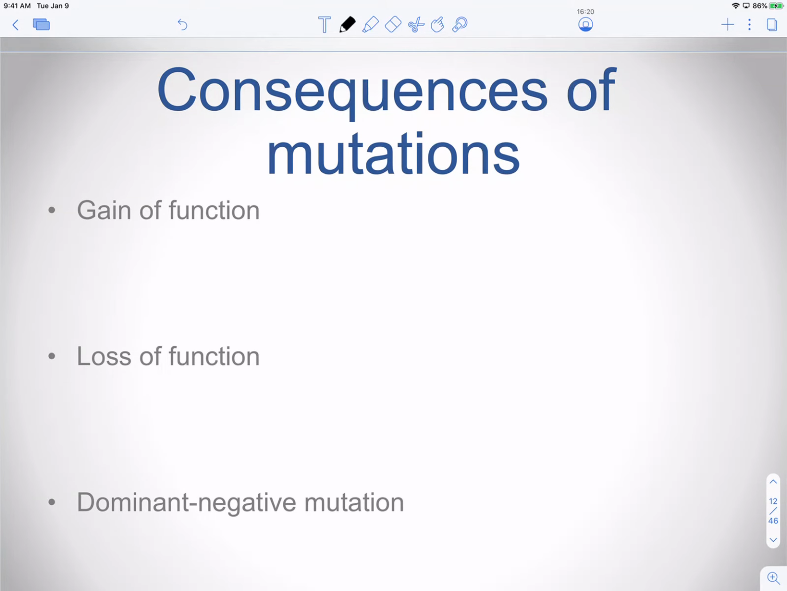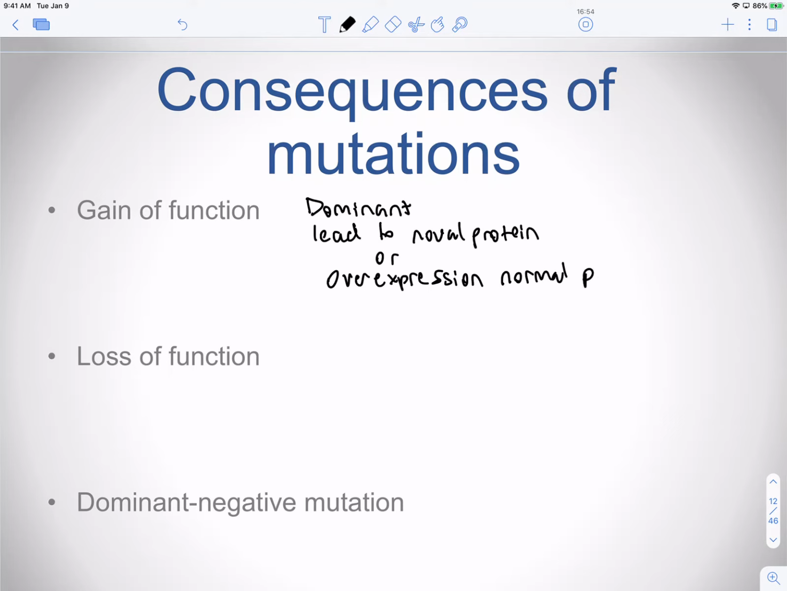Okay, so overall consequences of disease or mutations are going to be a gain of function, a loss of function, or you have a dominant negative effect. So a gain of function is going to be dominant, typically, and you can lead to a novel protein or overexpression of a normal protein. Or inappropriate expression. It's not supposed to be expressed, and it is being expressed.